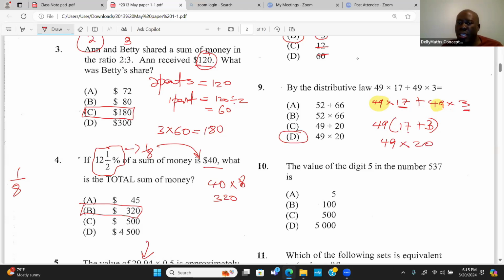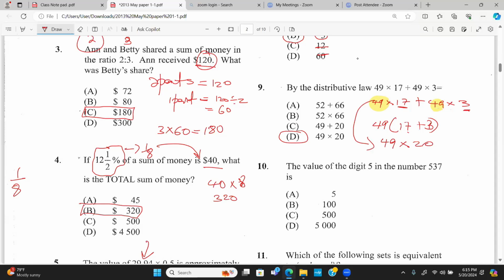What I want to know is, sir, is that why it has to be times 20 and not plus 20? Well, it depends on what you're doing. If it is plus 20, you're saying the answer is 69, right? Okay, sir. And that would make sense.